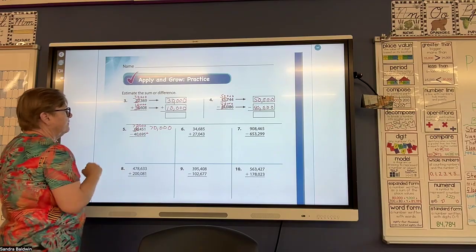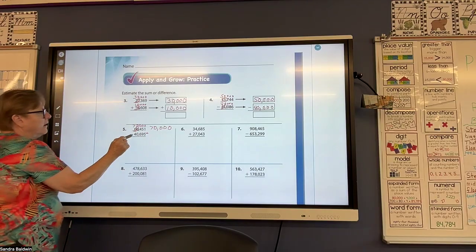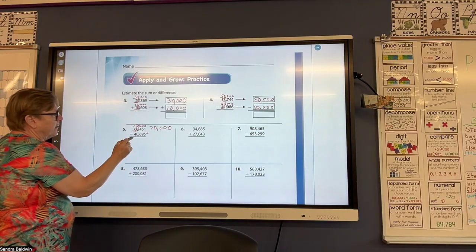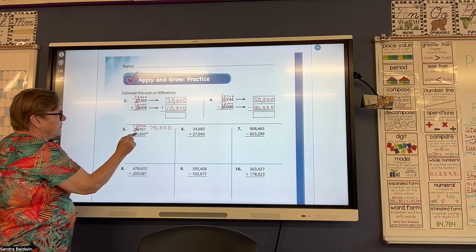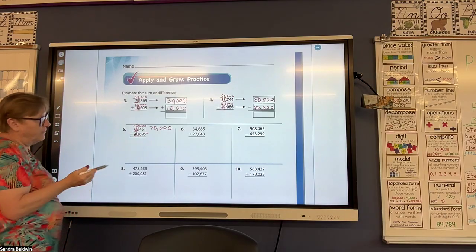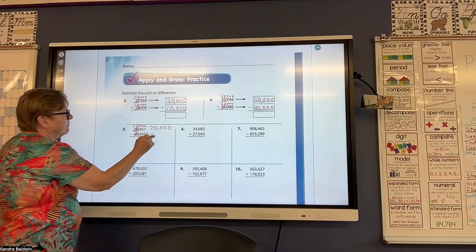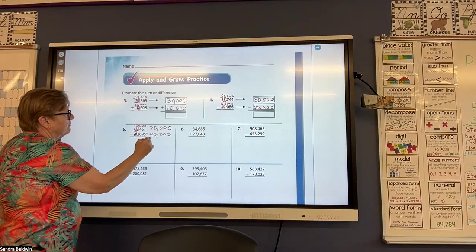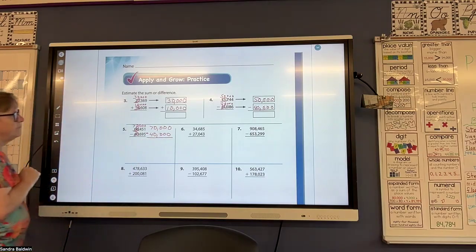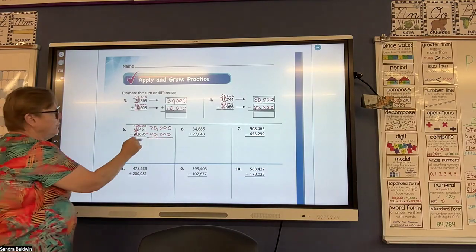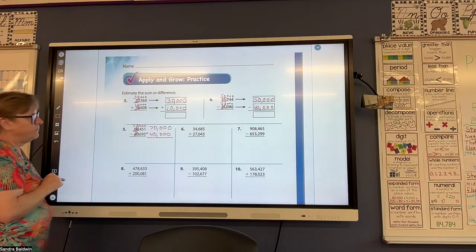I'm subtracting 40,695. The 4 is in the 10,000. The 0 is in the 1,000 place. So I'm going to keep it 40,000. And then you would, of course, write your answer there.